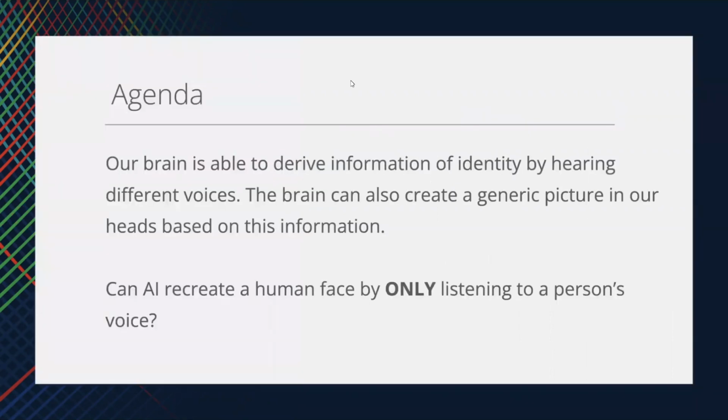Our brain is able to derive information of identity by hearing different voices. By hearing what someone sounds like, you could generally tell certain aspects of what they might look like, even if you haven't ever met them before. So it goes to reason that we could potentially build a system, an artificial intelligence, that could recreate the human face by only listening to a person's voice.